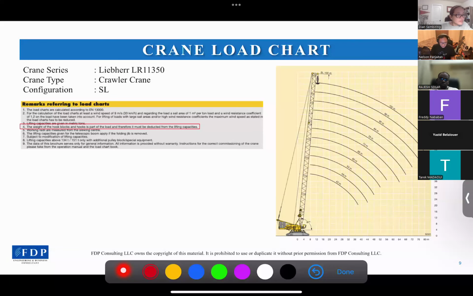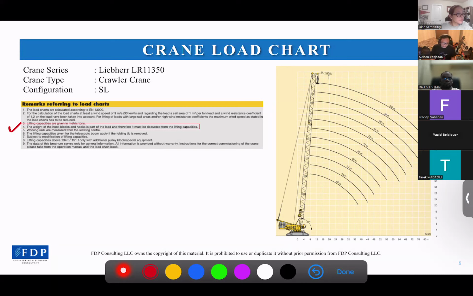So another example is a crane load chart for a crawler crane LR11350 by Liebherr. In this case, I assume the configuration is SL or main boom only. This crane capacity is also identified as gross capacity, as it is mentioned in note number 4 here. The weight of hook block and parts are part of the load.